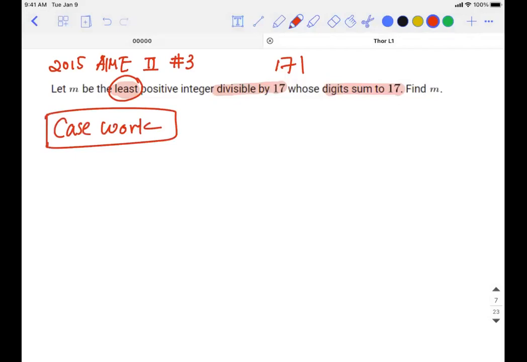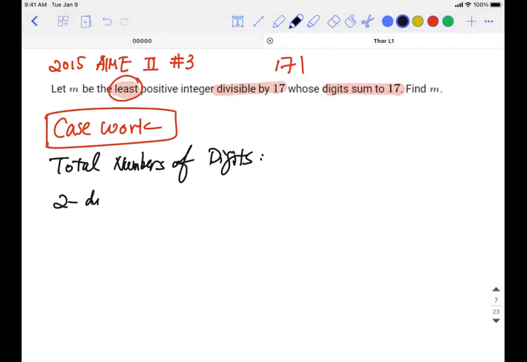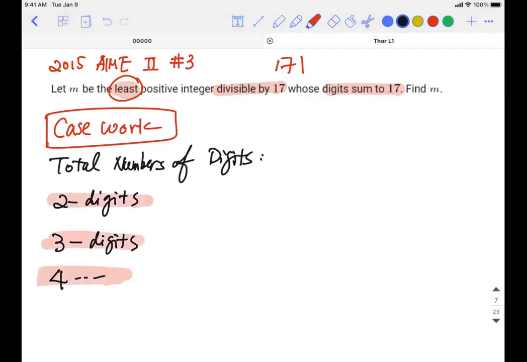So tell me, what kind of numbers could be divisible by 17? And we're talking about the digit sum. Apparently, let's talk about the total number of digits. A number divisible by 17 could be a 2-digit number, or a 3-digit number, or maybe a 4-digit number, so on and so forth. But let's start from the easy one. This is considered to be the casework. 2 digits, 3 digits, 4 digits, because the problem asks for the least number. I don't think this is going to be too big, too crazy. So let's do some easy peasy stuff.